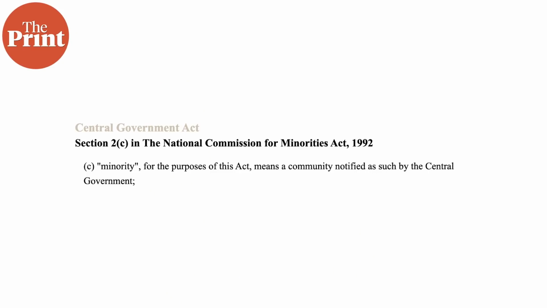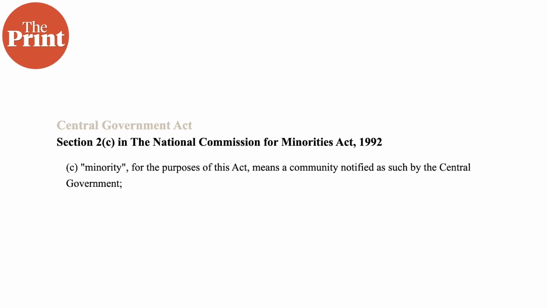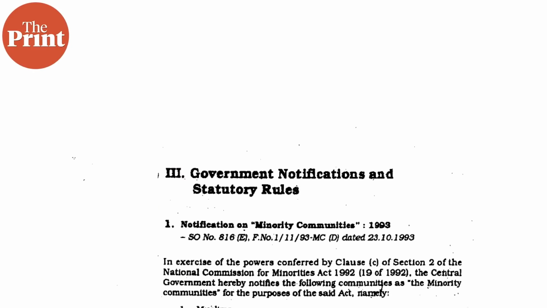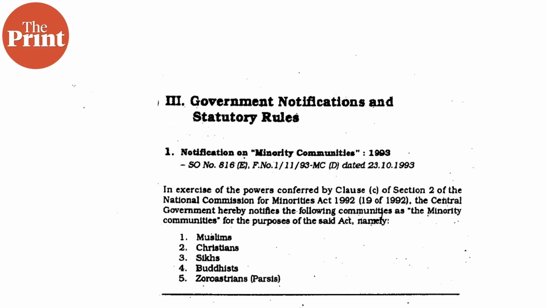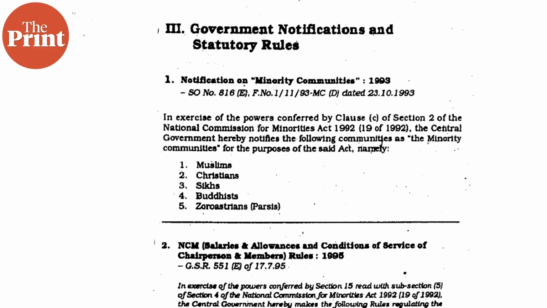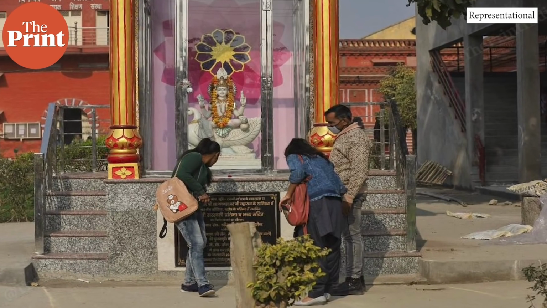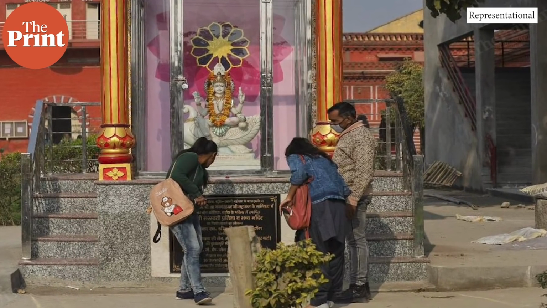Right now in India, minority communities have been notified under Section 2 of the National Minorities Commission Act 1992. The central government has done this. It has decided who will be regarded as a minority. Basically, in October 1993, the central government notified 5 groups: Muslims, Christians, Sikhs, Buddhists and Parsis as minority communities. Jains were added to this list in January 2014.